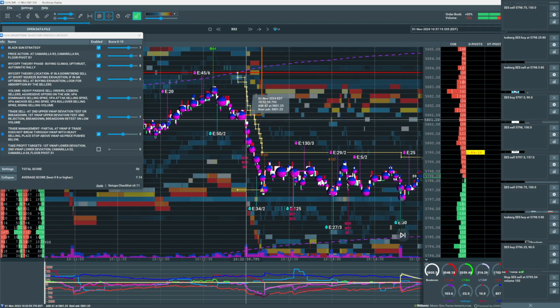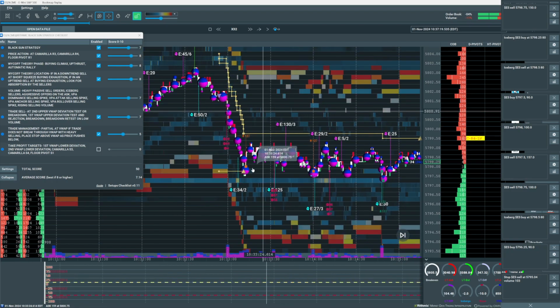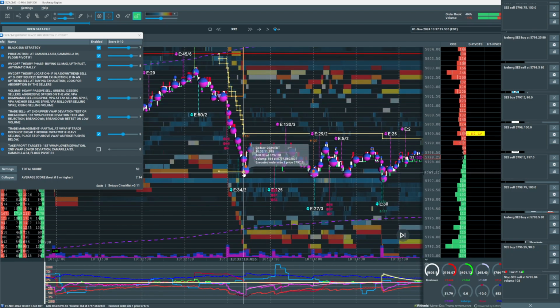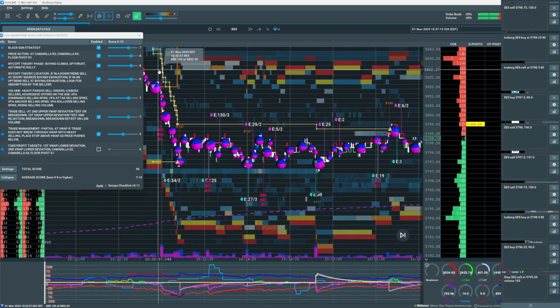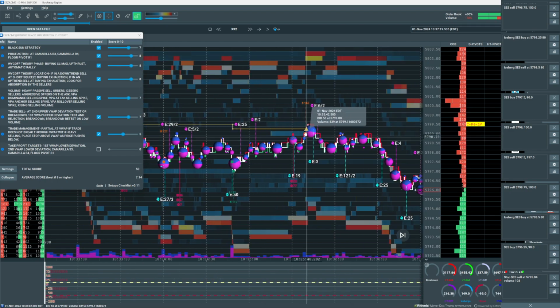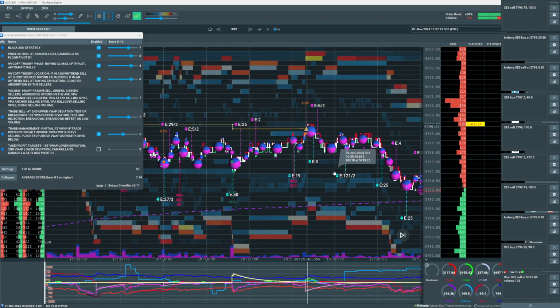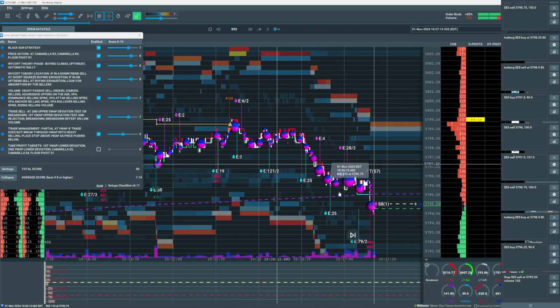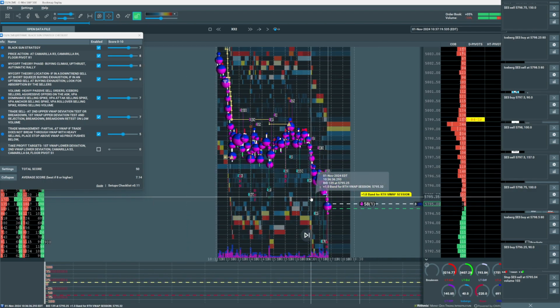When I enter here with two contracts, the first take profit is 4 points. Then as the trailing stop comes down just above this consolidation, it pops back up, and then I get stopped out. So that's basically the Black Sun strategy right there.